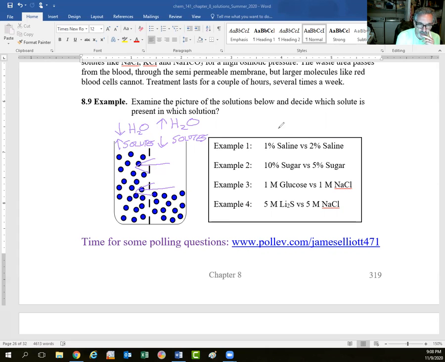So for the first one, a relatively low concentration is the 1% saline. So that would be the solution on the right. The 2% solution, higher concentration and therefore lower water concentration, would have been the one on the left. For the second one, 10% compared to 5%. So the 5% solution would have been the one on the right. And the solution on the left at 10%.